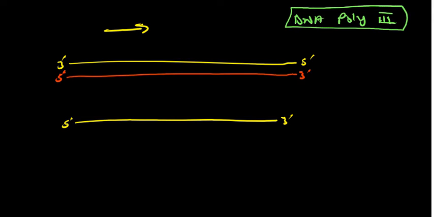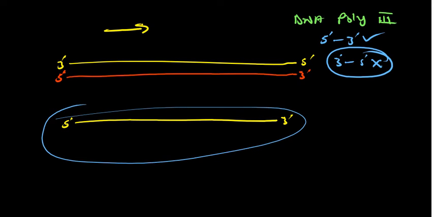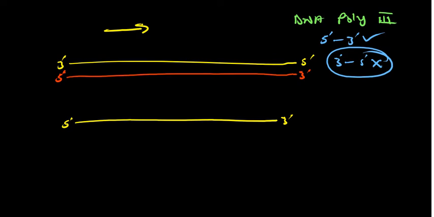Now, another thing you have to know about DNA polymerase 3 is that it can only add nucleotides in the direction 5 prime end to 3 prime end, and not in this direction, 3 to 5. Okay? It cannot add in this direction, but only in this direction. So if you come to this strand down here, DNA polymerase 3 will still try to follow the direction 5 to 3. If this is our new strand, this will be the 3 prime end, this will be the 5 prime end.